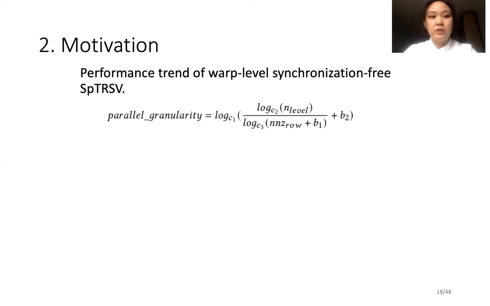We define a new indicator called parallel granularity to describe the matrix characteristics for sparse triangle solve. In the equation, n_level means the average number of components per level, and n0 means the average number of non-zero elements per row.